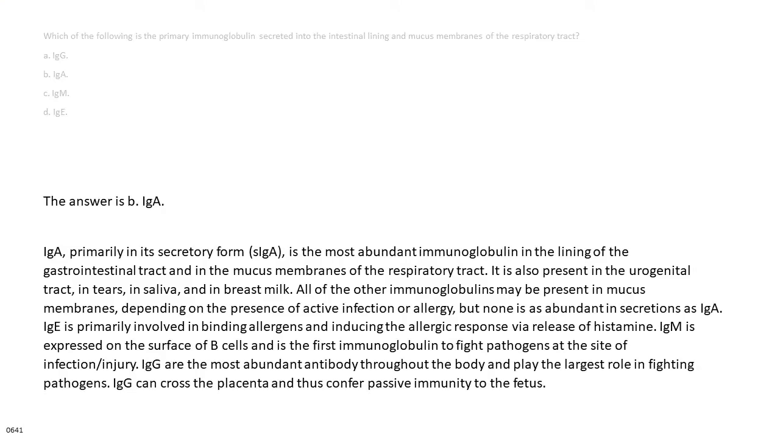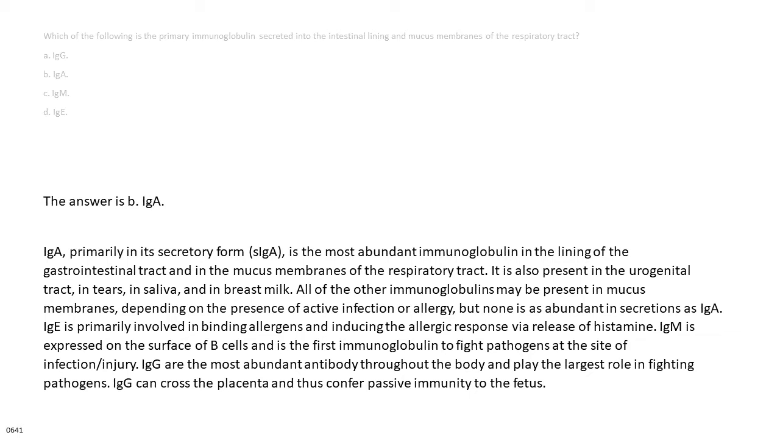IgA, primarily in its secretory form, sIgA, is the most abundant immunoglobulin in the lining of the gastrointestinal tract and in the mucous membranes of the respiratory tract. It is also present in the urogenital tract, in tears, in saliva, and in breast milk. All of the other immunoglobulins may be present in mucous membranes, depending on the presence of active infection or allergy, but none is as abundant in secretions as IgA.